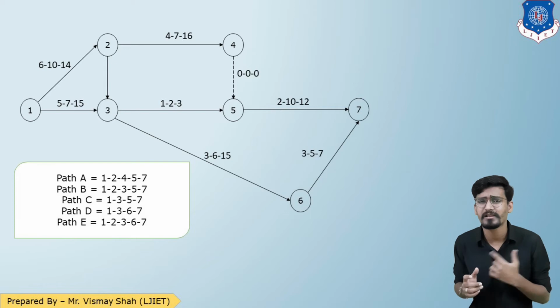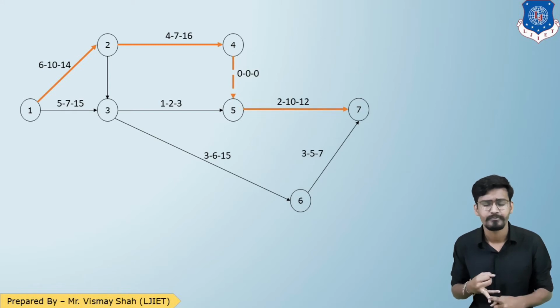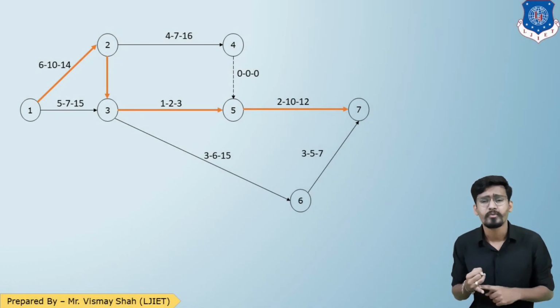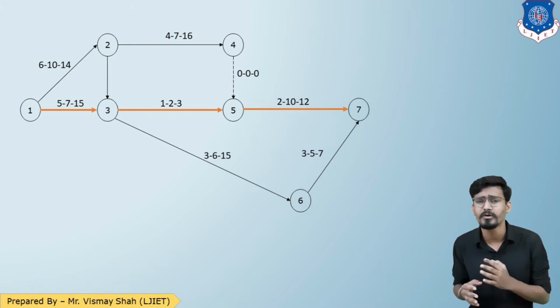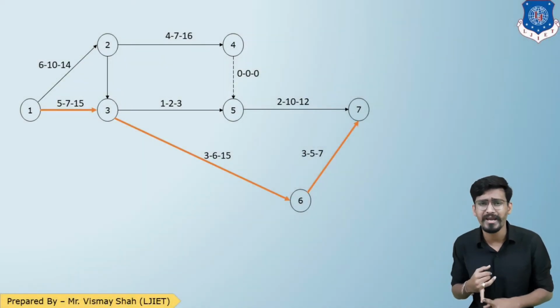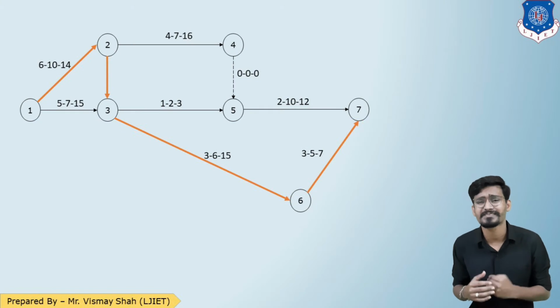Let me highlight all the paths one by one. That is my path number 1: 1 to 2, 2 to 4, 4 to 5, 5 to 7. The second path is 1 to 2, 2 to 3, 3 to 5, 5 to 7. The third path is 1 to 3, 3 to 5, 5 to 7. Fourth path, 1 to 3, 3 to 6, 6 to 7. And the last path, 1 to 2, 2 to 3, 3 to 6, 6 to 7.